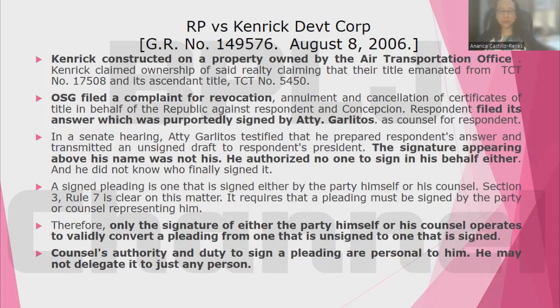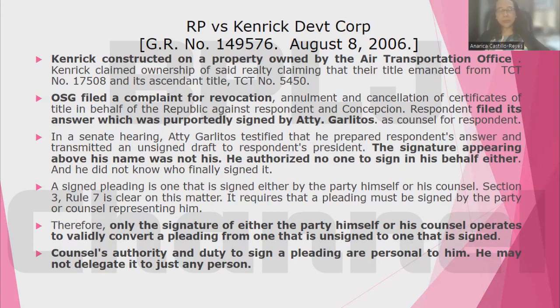Republic versus Kendrick. In this case, Kendrick constructed on a property owned by a people. Kendrick claimed ownership, claiming that he has a title to the said property. Now, the Solicitor General filed a complaint for revocation of Kendrick's title. Now, the respondent filed its answer, which was purportedly signed by a certain Attorney Garlitos.